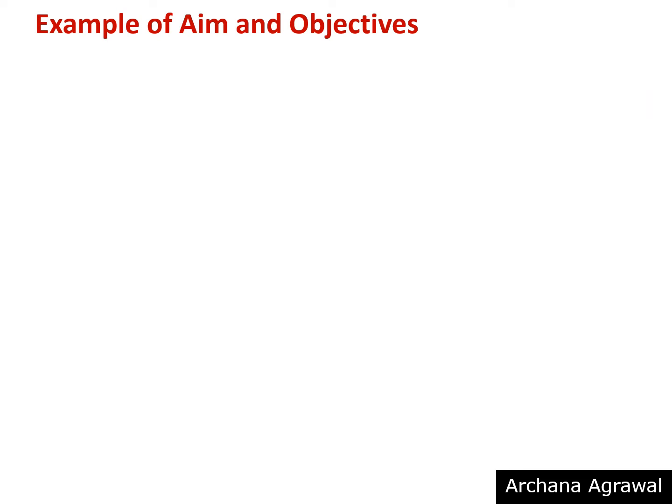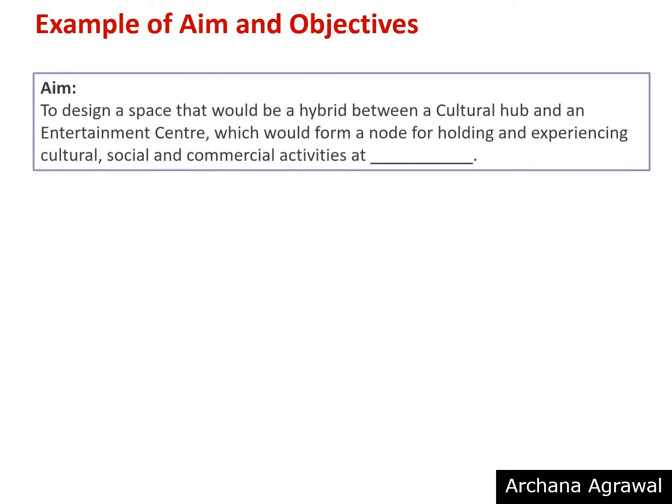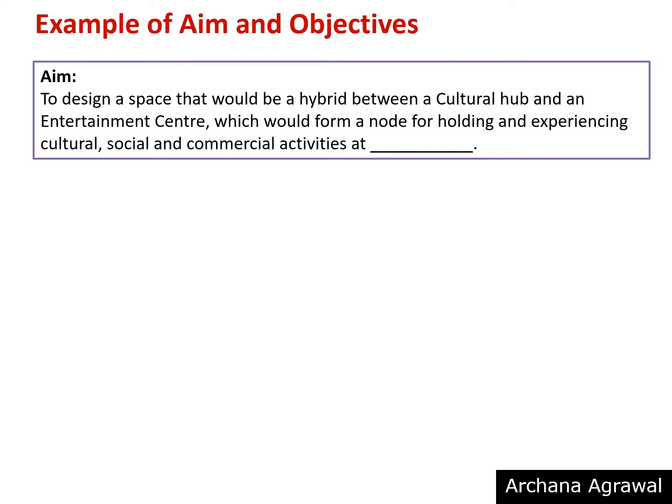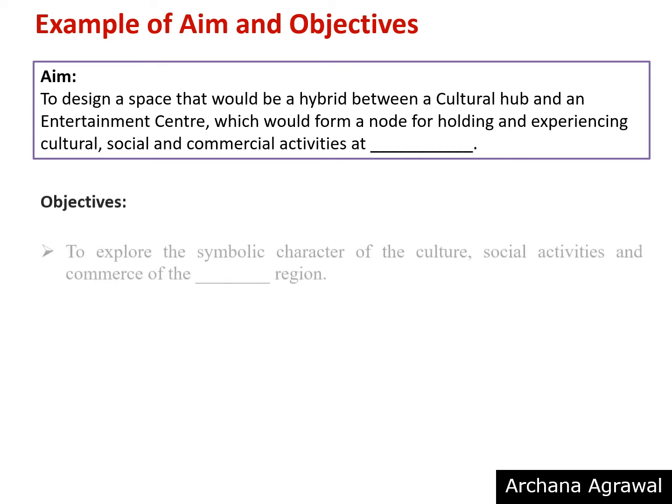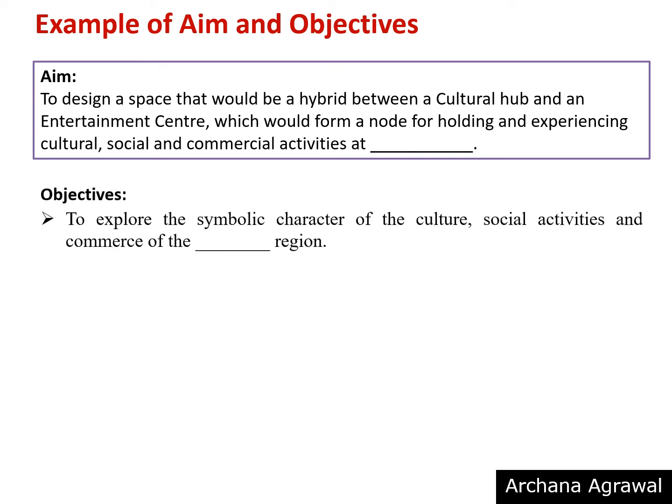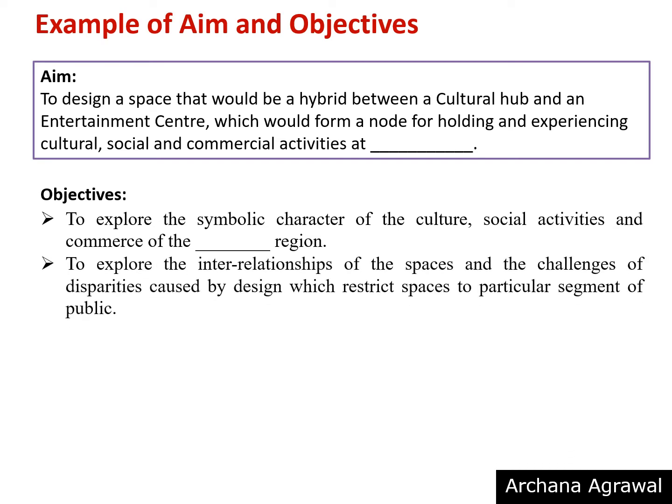Here is another example of aim and objectives. The aim is to design a space that would be a hybrid between a cultural hub and an entertainment center, which would form a node for holding and experiencing cultural, social, and commercial activities. The objectives are to explore the symbolic character of the culture, social activities, and commerce of the region. To explore the interrelationships of the spaces and the challenges of disparities caused by design, which restrict spaces to particular segment of public.